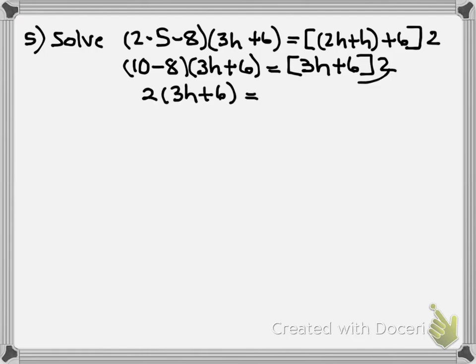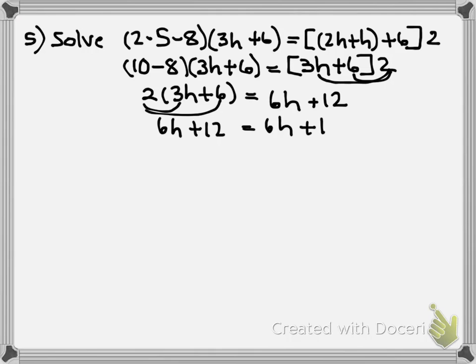On this side, I can actually distribute. So I get 2 times 3h is 6h, and 2 times 6 is 12. So this side I'm going to distribute, and I get 6h plus 12. And on this side, I get 6h plus 12. What's unusual about that guy? The two sides are exactly the same, right? So what could I replace h with to make a true sentence? Is 1 the only choice? If I put in 1, I get 6 plus 12 is 18, and I get 6 plus 12 is 18. Is 1 only going to work, Patrick? I could put 0 in, right? And I get 12 equals 12. Lainey?